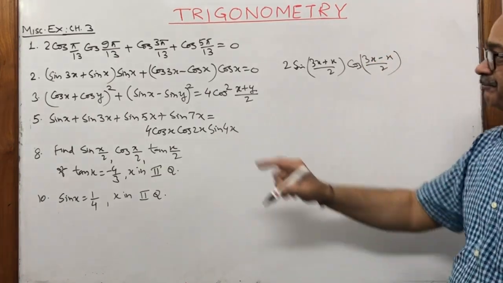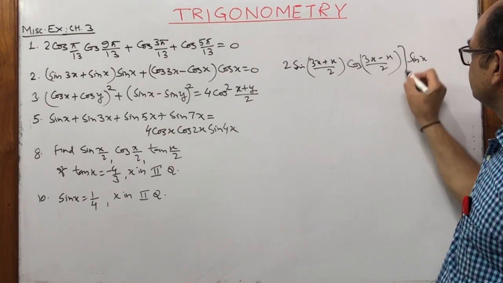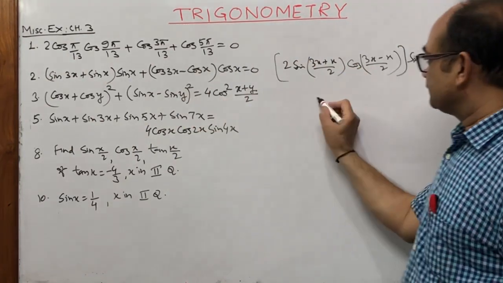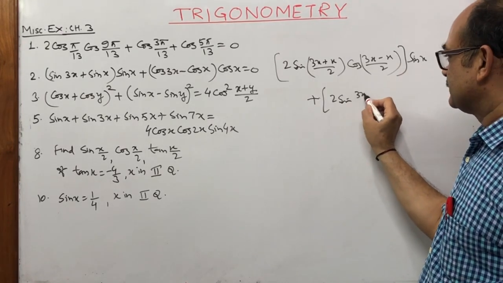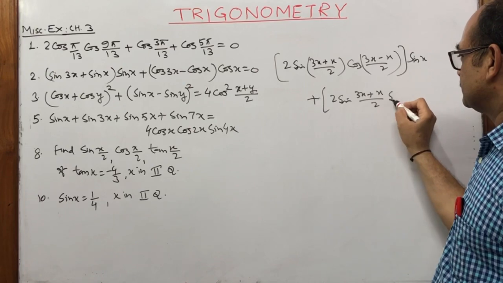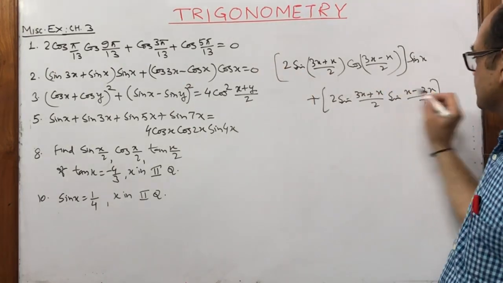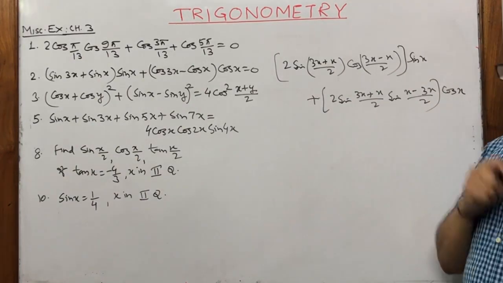First part into sin x. This is for the first part. Second part, cos C minus cos D, 2 sin (C plus D by 2) sin (D minus C by 2) and cos x as it is. This is all about the second part.